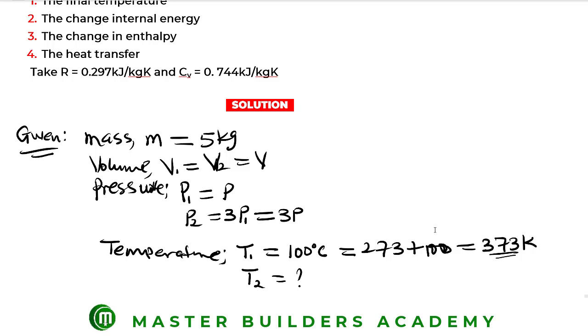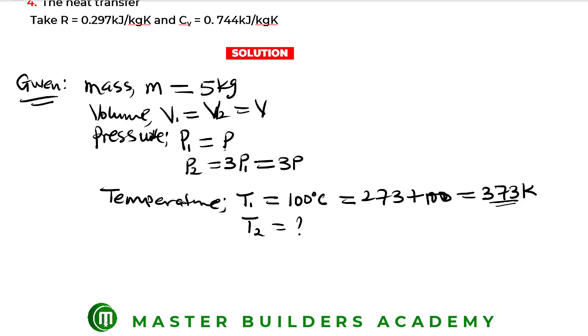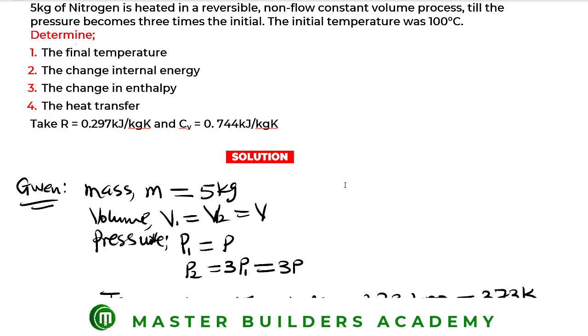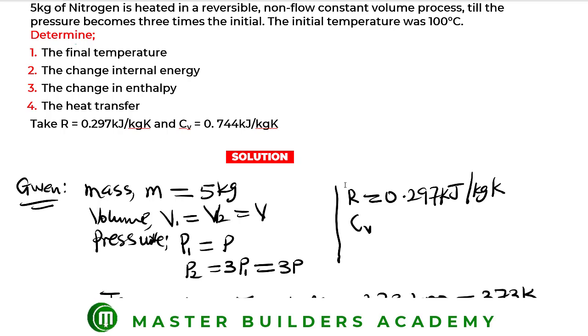So now let's come back to the question. We have been able to extract this, and then from the question again, let's list the parameters we were given here. We are given that R is equal to 0.297 kilojoule per kilogram per Kelvin. And again, we are given CV as 0.744 kilojoule per kilogram per Kelvin. I hope you understand what is happening here.